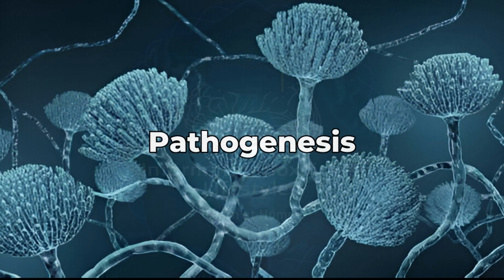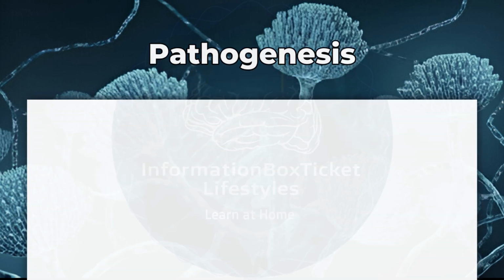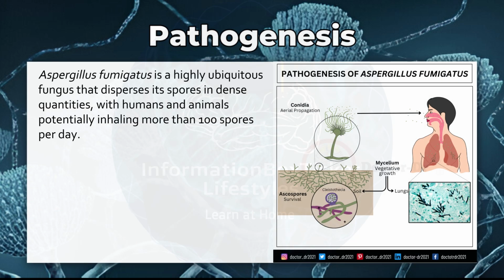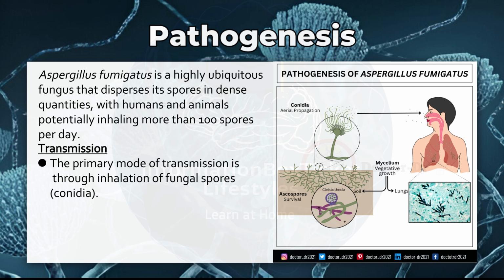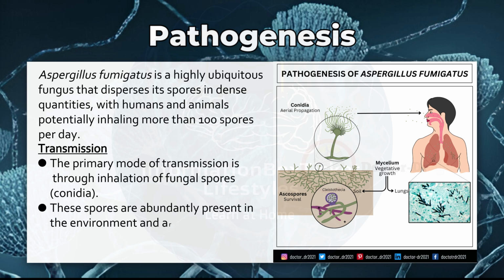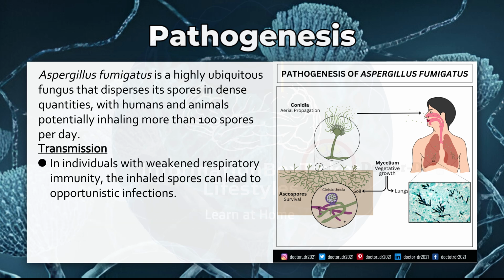Pathogenesis of Aspergillus fumigatus. Aspergillus fumigatus is a highly ubiquitous fungus that disperses its spores in dense quantities, with humans and animals potentially inhaling more than 100 spores per day. Transmission. The primary mode of transmission is through inhalation of fungal spores, conidia. These spores are abundantly present in the environment and are continuously inhaled by humans. In individuals with weakened respiratory immunity, the inhaled spores can lead to opportunistic infections.